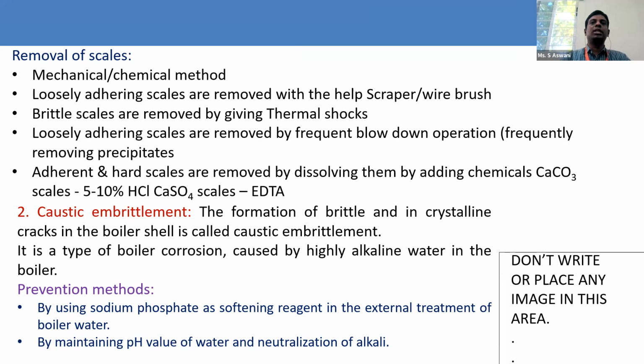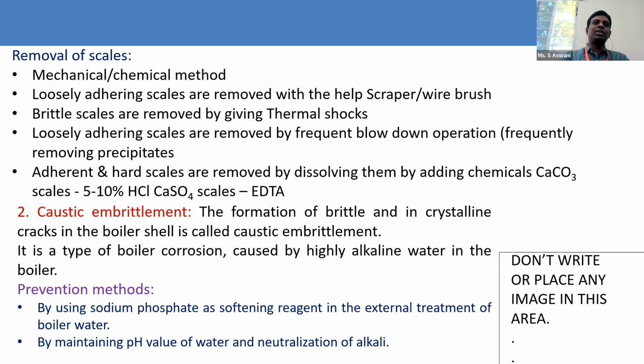When we follow that type of chemical precipitation method, especially for calcium carbonate scales, we use 5 to 10% HCl. Whether calcium carbonate or magnesium scales are present, we use 10% HCl and 10% HNO3. And if calcium sulfate scales are present, we use EDTA, a complexometric reagent, to remove that type of hard scales.